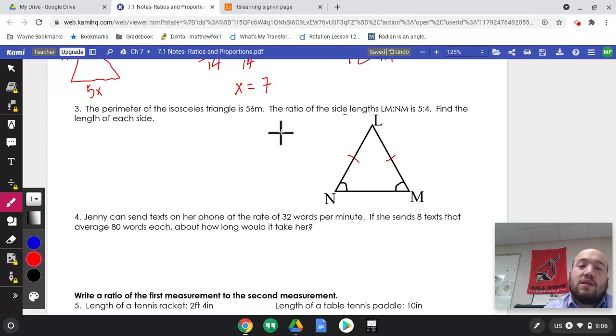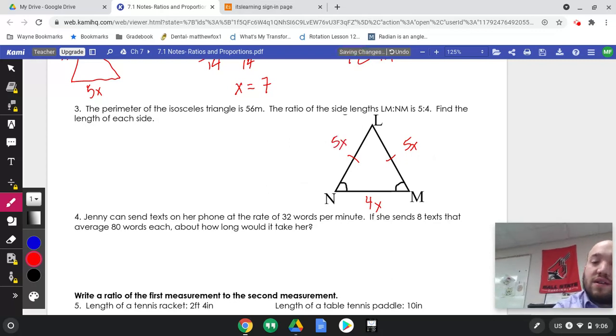Now, it says the ratio of the side lengths LM to NM, so this side to this side, is 5 to 4. Find the length of each side. So, if we have 5x and 4x, now we can fill in that missing side. Since LM and LN are the same, we can also put a 5x over there.